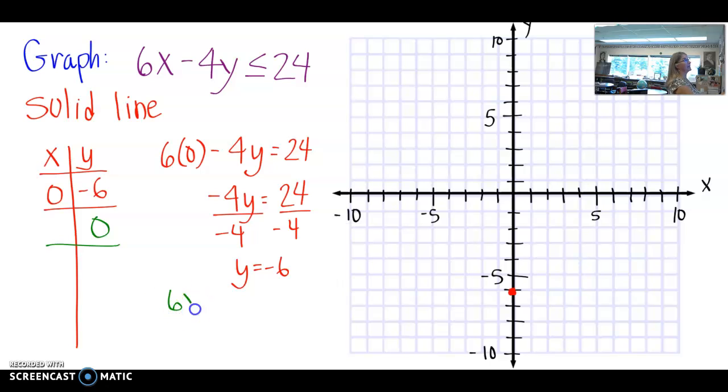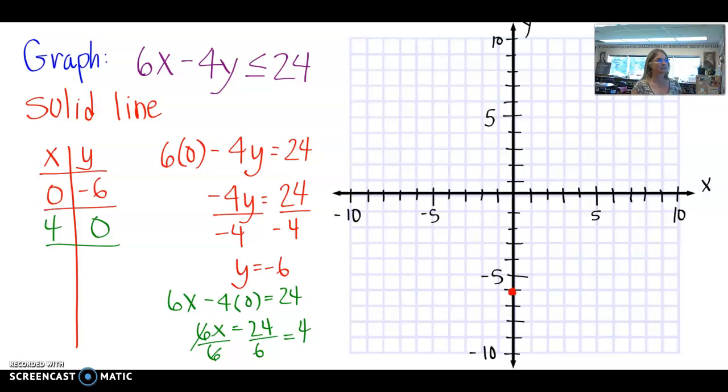And then we're going to let y equal 0. So I'm going to have 6x minus 4 times 0 equals 24. So that's just 6x equals 24, because 4 times 0 is 0. Divide by 6, you get x equals 4. So (4, 0) is also on the graph, which is right here. I have a solid line that I'm going to draw through those 2 points.